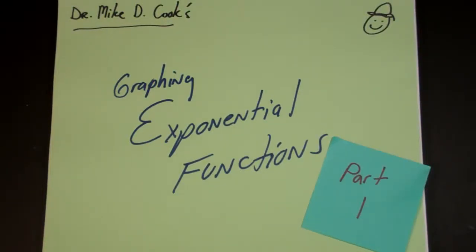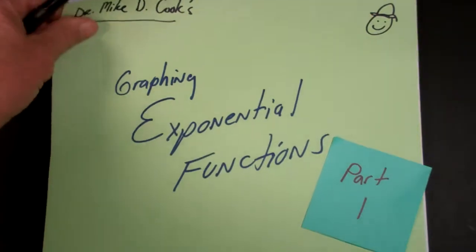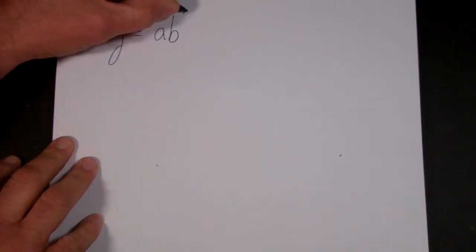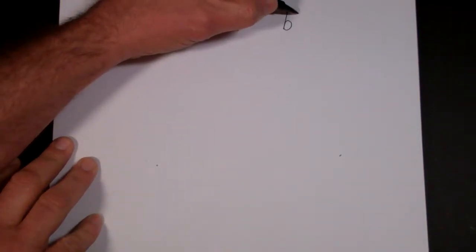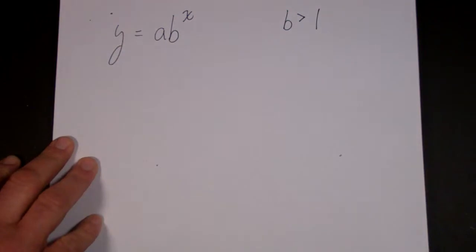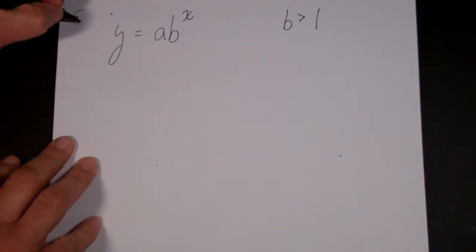This is the first in a series of videos on graphing exponential functions. So first of all, in this one, let's focus on simple functions of exponential growth of the form y equals a b to the x, where b is greater than 1. So if b is greater than 1, we know it's an exponential growth function.